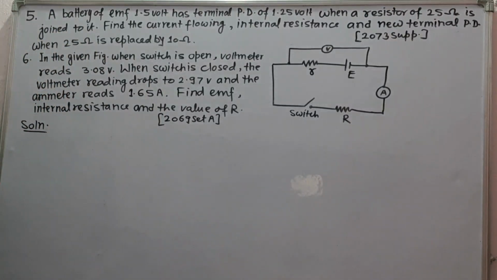Next question number 6. The question is, in the given figure, when switch is open, the voltmeter reads 3.08 volt. When switch is closed, then voltmeter reading drops to 2.97 volt and the ammeter reads 1.65 ampere. Find EMF, internal resistance and value of R.